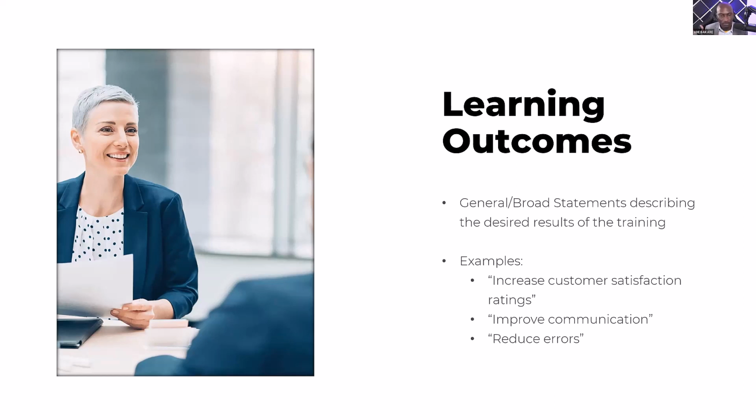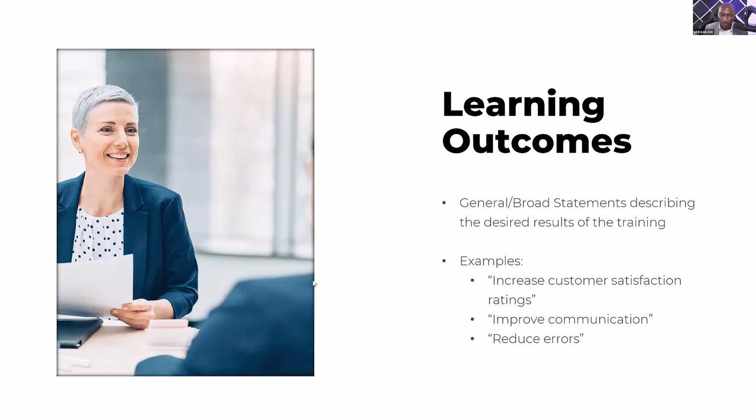Examples would include, to increase customer satisfaction ratings, as in the case of company ABC, or to maybe improve communication, or to increase employee engagement, or reduce errors, right? So you get the idea. But really, learning outcomes, they focus on the end result, right? And that is, again, what the training aims to help the business to achieve. Now, once you've identified this and you've clearly stated this, then you can move on to your learning objectives.